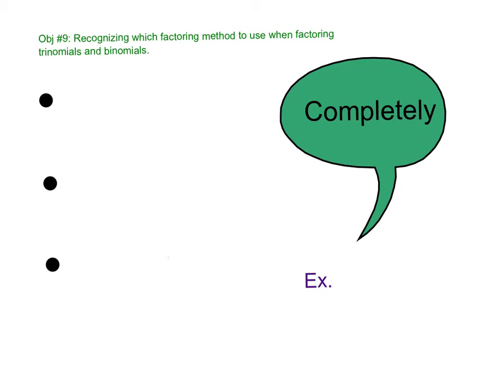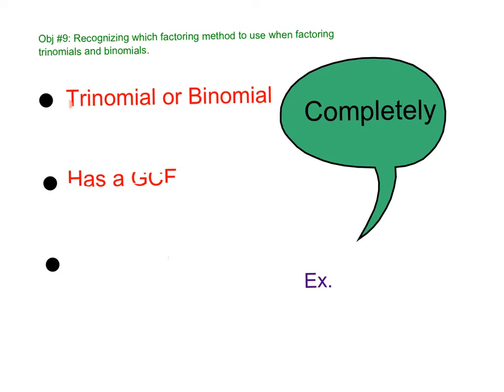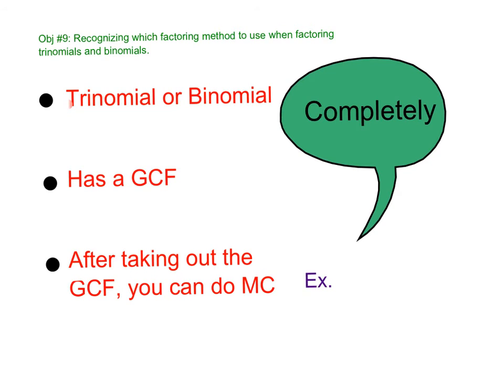And then lastly is factoring completely. Now, completely is where it always starts with a GCF. Remember that. So it can be a trinomial or binomial, just like regular GCF. It always has a GCF. And then after taking out the GCF, you can do MC or dots. So that's where you factor the GCF, and then you have to look at what's left, and there's still a multiply, combine, or a dots left over.